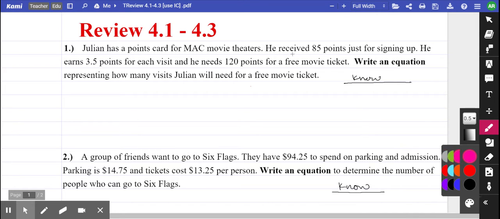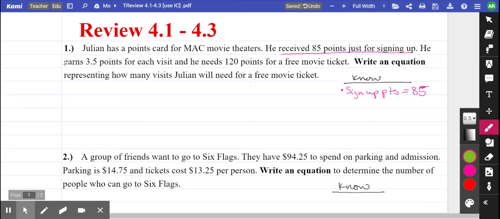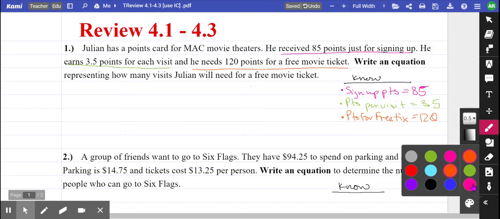So stuff we know. Well, we know he received 85 points for signing up. So sign up points, and I'm abbreviating points, we know is 85. We also know that he earns 3.5 points for each visit. So points per visit equals 3.5. And then we also know he needs 120 points for a free ticket. So points for free ticket equals 120. Now we need a variable here.